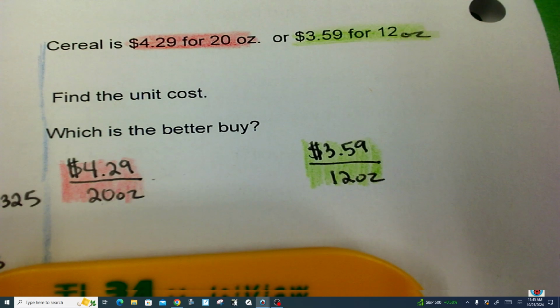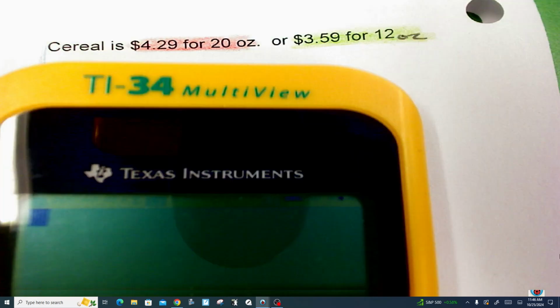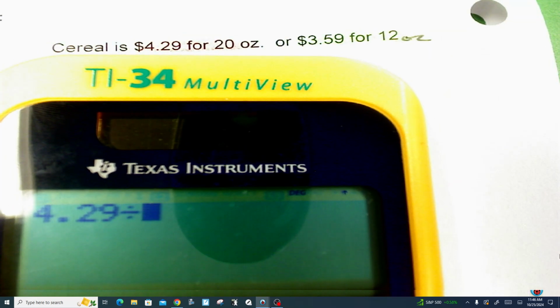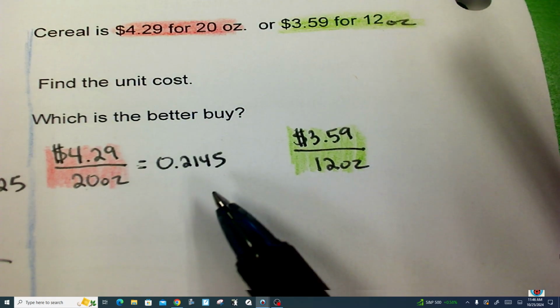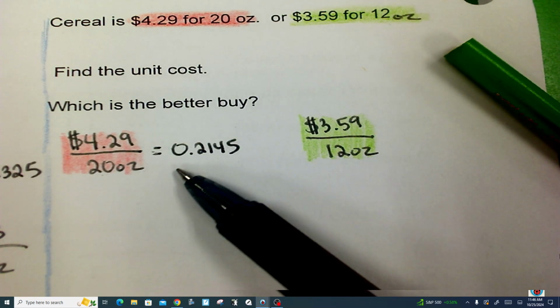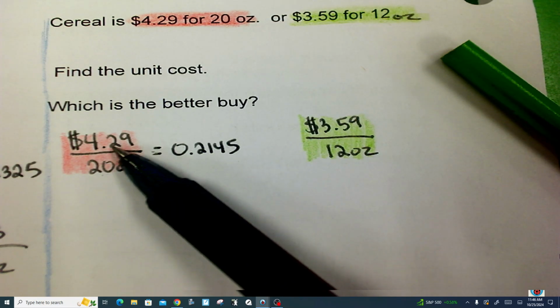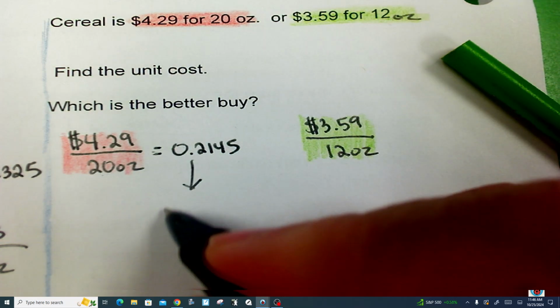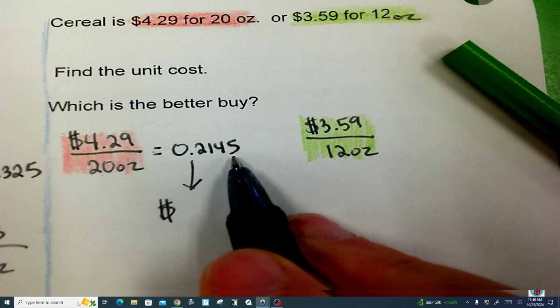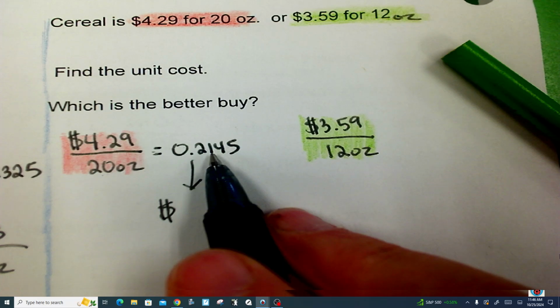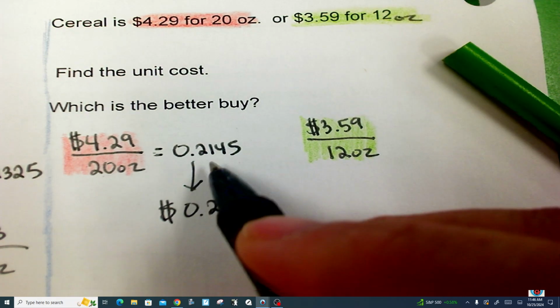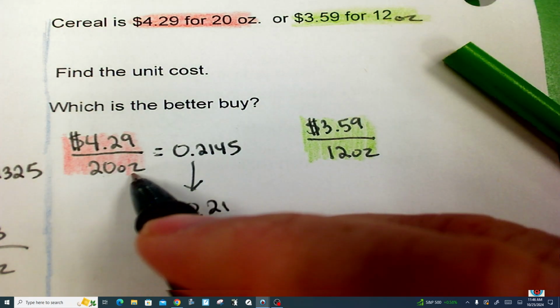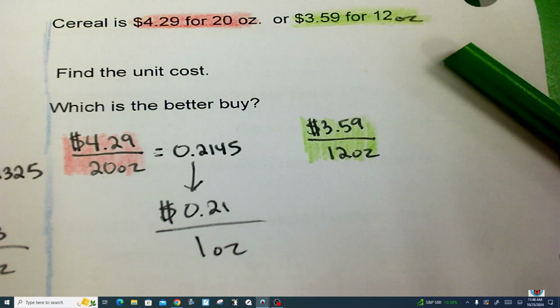Let's go find our red $4.29 box of cereal for 20 ounces. So let's just type in 429 divided by 20, and we get 0.2145. That's wonderful, but as I told you yesterday, we don't have any use for this without the labels on it, right? And the fact that money is going to be slapped onto that means that we've got too many decimal places there. So anytime we're dealing with money, just round it to 2 decimal places. So it's going to be 21 cents, and ounces are on the bottom. So hey, 21 cents for 1 ounce.